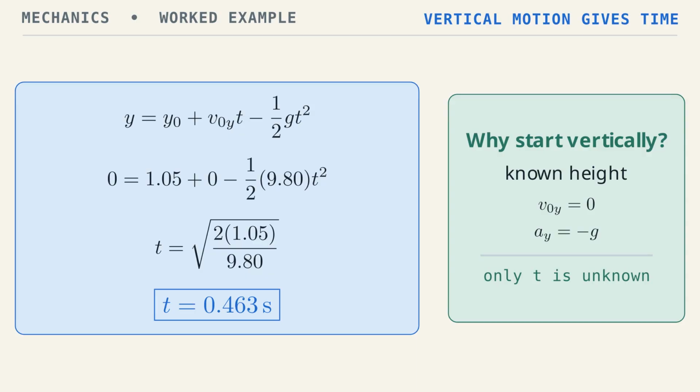Begin with the vertical equation because every vertical quantity except time is known. At impact, y is 0. Substitute y naught equals 1.05 meters, v naught y equals 0, and acceleration equals negative g. Solving 0 equals 1.05 minus 1/2 g t squared gives t equals the square root of 2h over g, or 0.463 seconds. Gravity determines the fall time. The unknown horizontal speed does not enter this step.